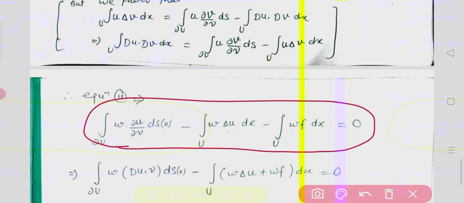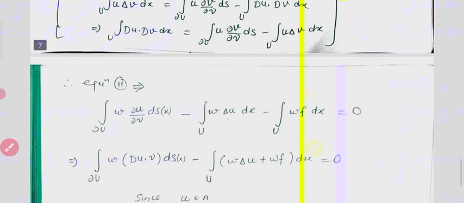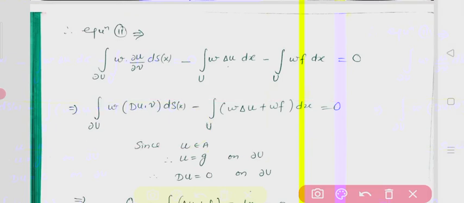Right, now what is curl u over curl nu? By the definition it can be written as du dot nu. And what it will be, that is integral of u. If we combine this integral, it will be w delta u plus wf, ds will be equal to 0. Right, so over here you check that when u belongs to A, so what does it mean, u will be equal to 0 on the boundary. If u equal to g on the boundary, so g is fixed here.